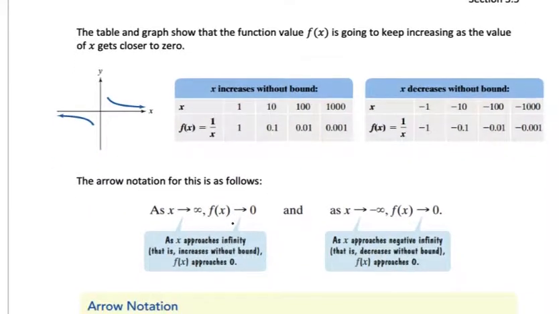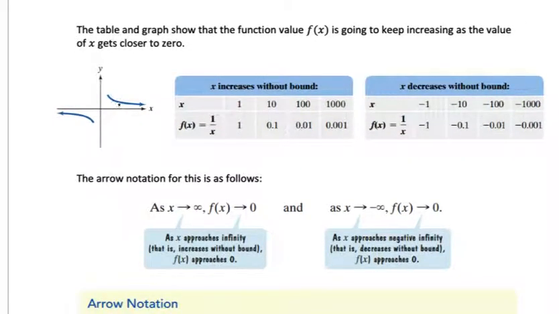And lastly, we're going to look at what happens when the values of x get larger and larger. So as x gets larger and larger, our function values here get closer and closer to 0. Both on the right-hand side as x approaches infinity and as x approaches negative infinity, our function values here are also getting closer and closer to 0. So the arrow notation looks like this. As x approaches infinity, f of x approaches 0. And as x approaches negative infinity, f of x approaches 0.